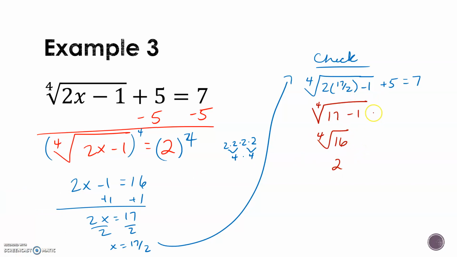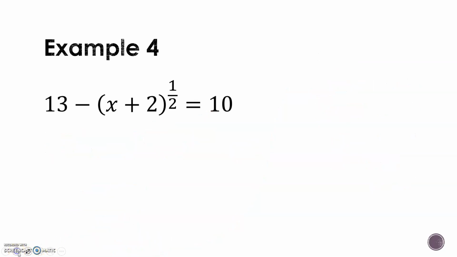So that's 2. And then we have plus 5, and it should equal 7. And 5 plus 2 is 7. And 7 equals 7. So 17 over 2, even though the answer is weird, or not weird, it's a decimal. So even if you get a decimal or a fraction, when you plug it in, as long as it works, that's the correct answer. So x is equal to 17 halves.